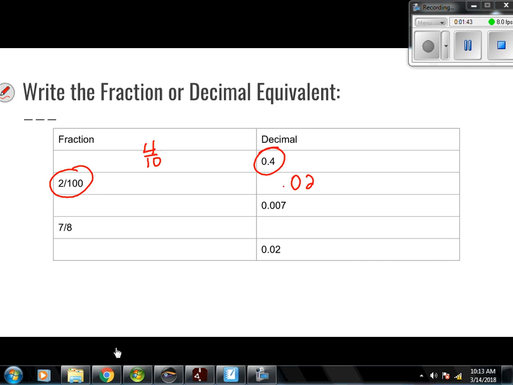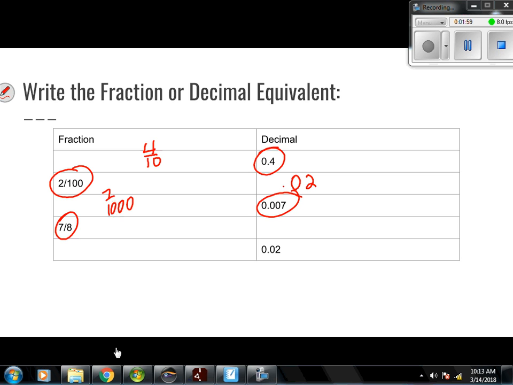How would I read this decimal? 7 thousandths. So my 7 would be over 1,000. Okay? This one's a little bit more difficult. 7/8. It's not tenths, hundredths, or thousandths.